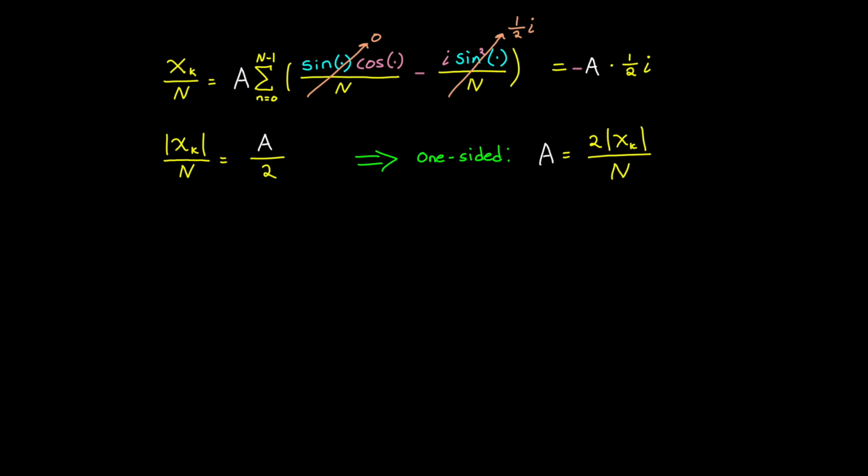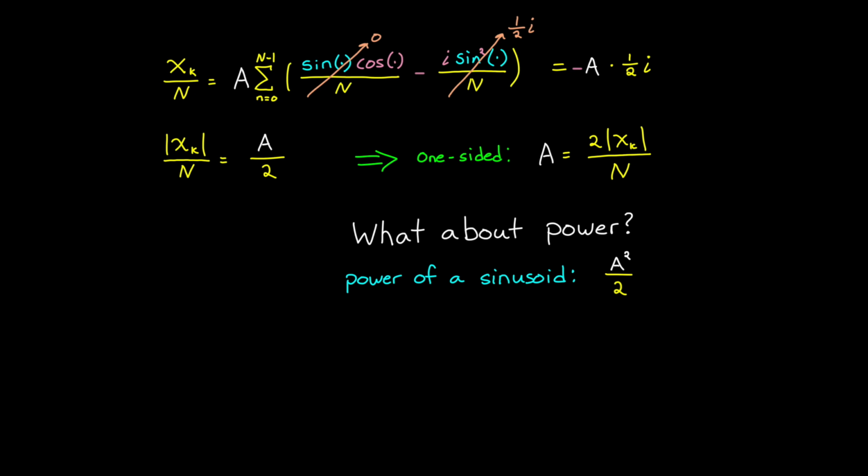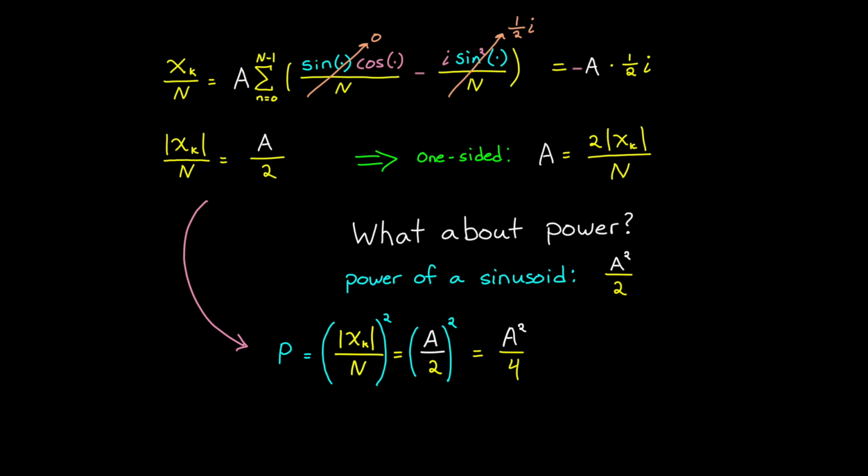Alright, so that's amplitude, but what if we want to know power at a particular frequency? Well, the average power of a sinusoid is just its amplitude squared over 2. And since we know that the absolute value of the FFT divided by N gives us the amplitude over 2, then the easiest thing we can do is just square that value. And this is the two-sided power spectrum since the power is split between negative and positive frequencies. So to get the one-sided power spectrum, we multiply it by 2. And this is how we go from the FFT to the one-sided power spectrum.